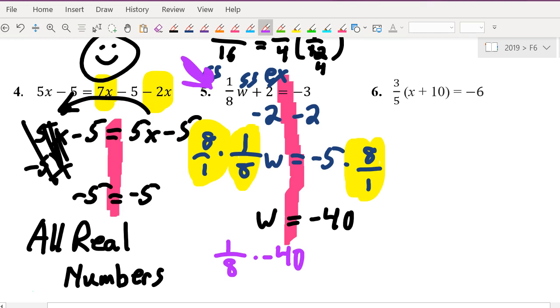Keep going. Write it all out, please. 1/8 W. What's after 1/8 W? Yeah, plus 2. Okay. Is equal to what?